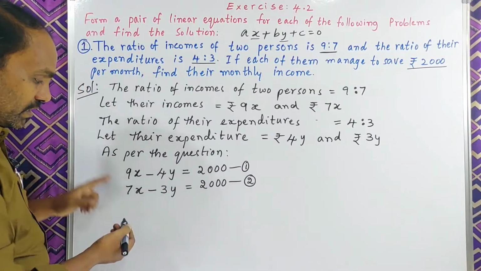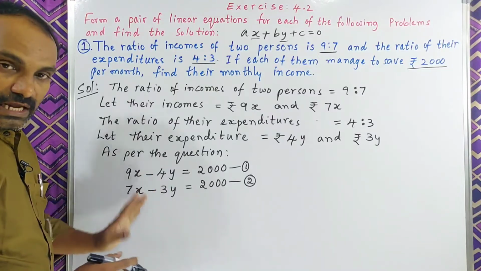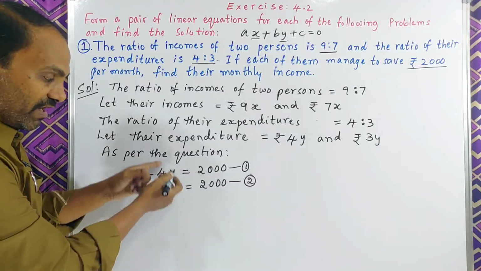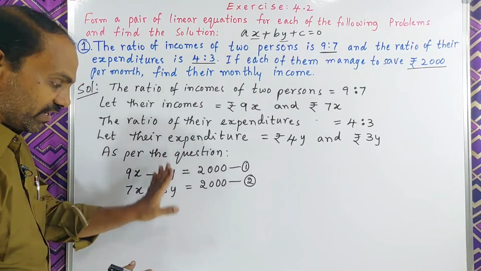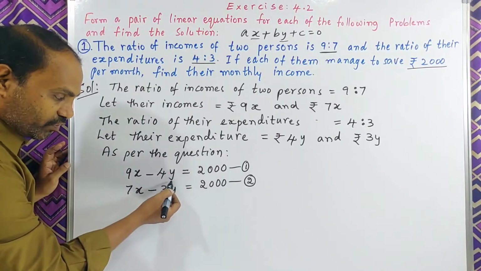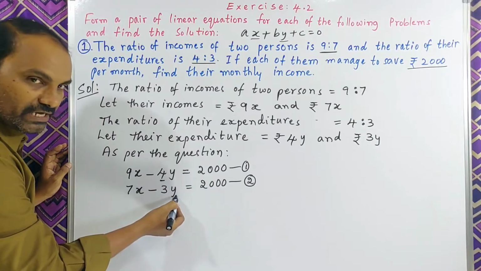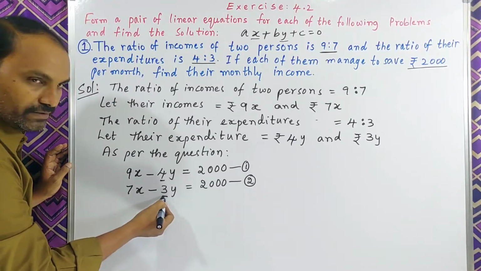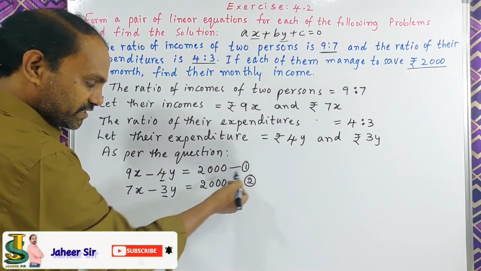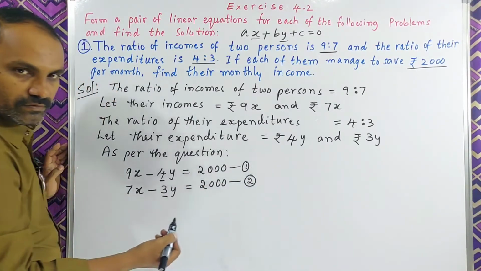Look at this one. Here 9 and 7 are not equal, and here 4 and 3 are also not equal. Then what are we going to do? We should eliminate y. We will remove the y term. What is the y coefficient here? 4. In the second equation the y coefficient is 3. That's why you should multiply the first equation with 3 and the second equation with 4.